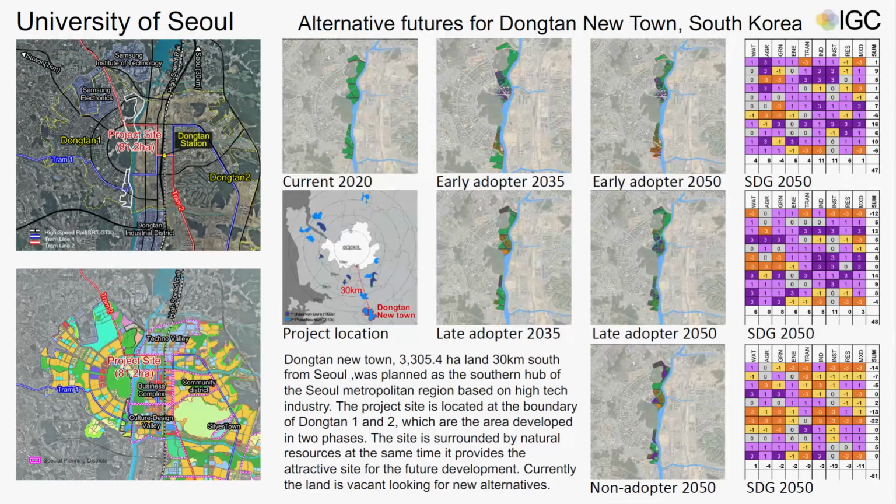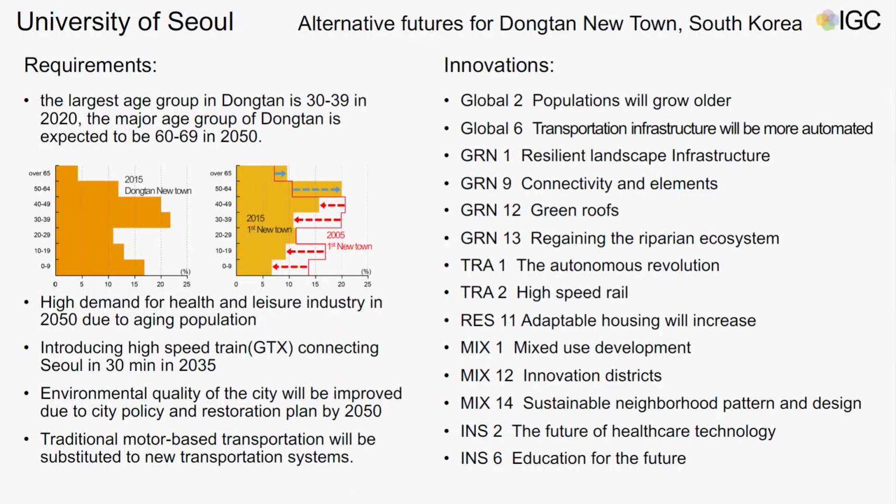So let me go to the requirements. Among those various assumptions, the most important one was that this city will get older. Based on past statistical analysis, there has been a tendency of not much population immigration in the new towns in South Korea once they're settled. So this means after 30 years, the age group will be mainly the older generations. So, okay, the city will get older.